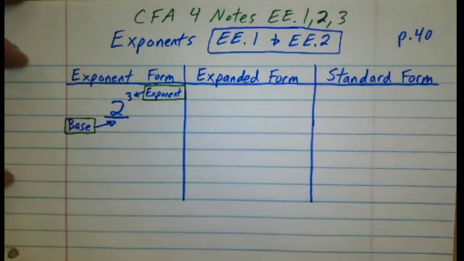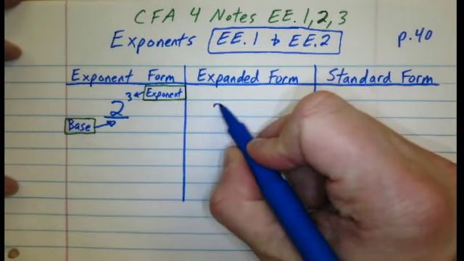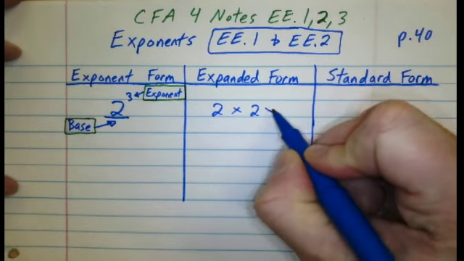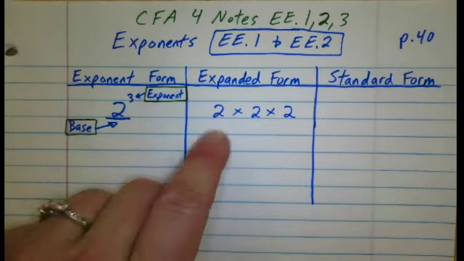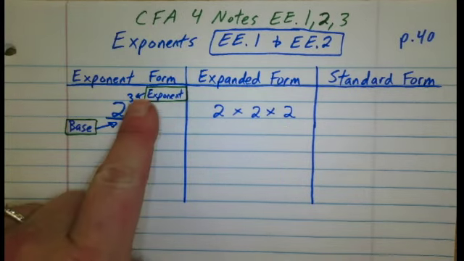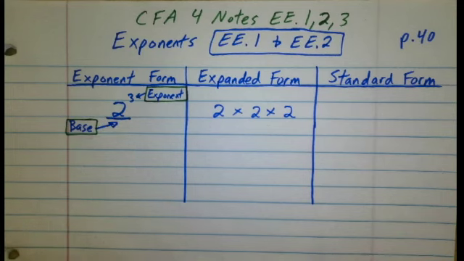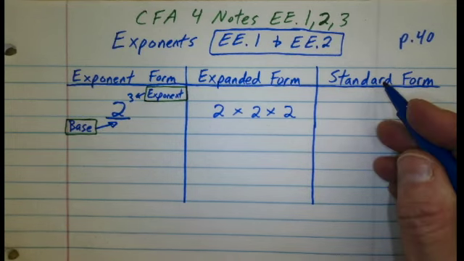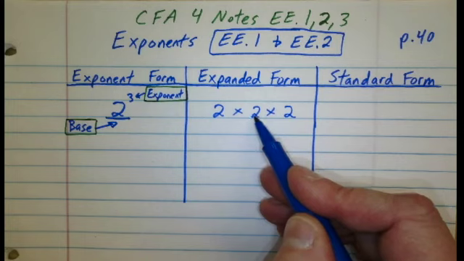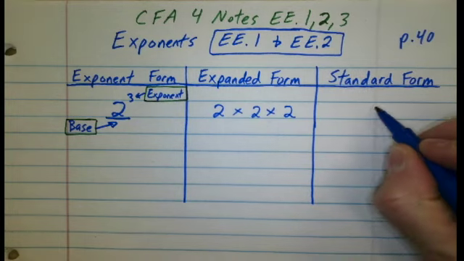So 2 to the third power in expanded form means that you're going to take 2 times 2 times 2 to get your answer. Why are there 3 2's here? Because the exponent is 3. So that's how many times you take the base times the base times the base. So when you solve that, the standard form is just what is the answer? Well, 2 times 2 is 4. 4 times 2 would give us 8.